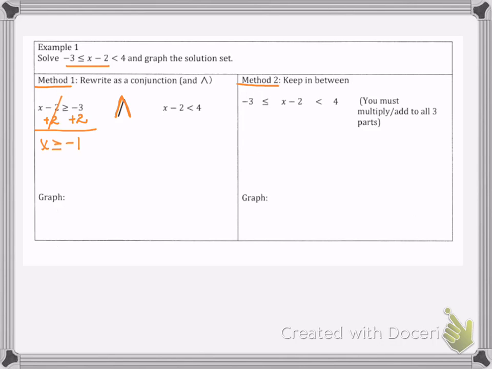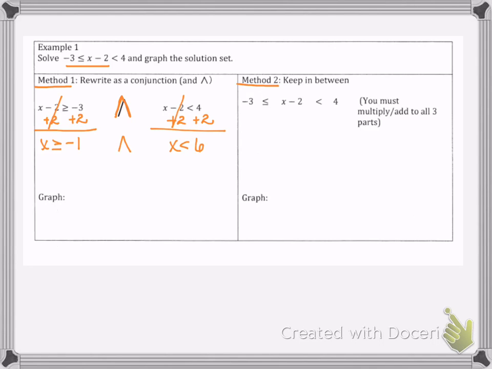And then over here on the right, we've got x minus 2 less than 4. Again, I'm adding 2 to both sides to isolate the variable x. That gives me x is less than 6. And again, there's that and symbol in between.